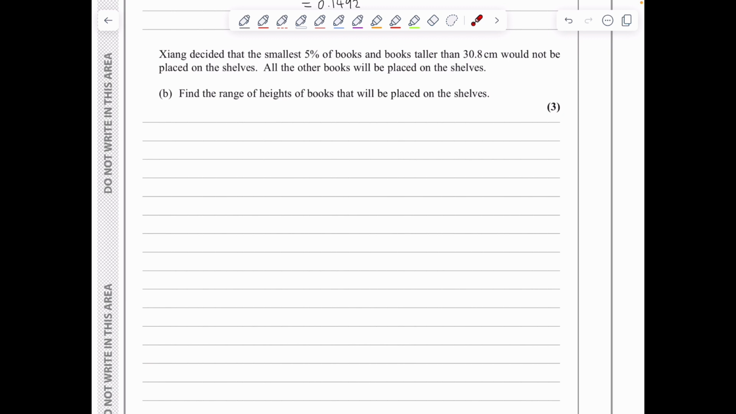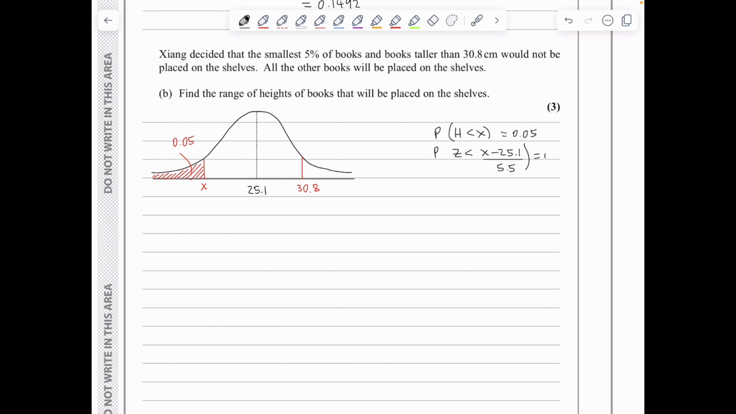I will start by drawing my bell-shaped curve centered at 25.1. We know that the upper limit is 30.8, so any book greater than 30.8 centimeters in height will not be going on the shelf, and we need to find that value x on the left-hand side such that there's a chance of 5% of a book having a height which is less than x. So essentially we need to solve the probability of h being less than x to be 0.05. So I will proceed by standardizing. So it's the probability of z less than x minus 25.1 over 5.5, which is equal to 0.05.